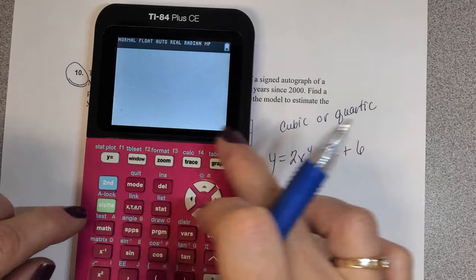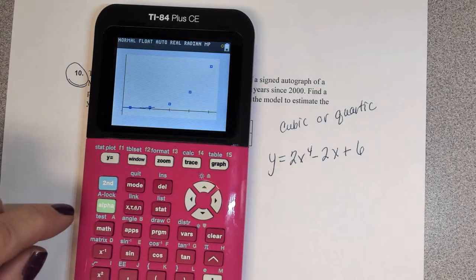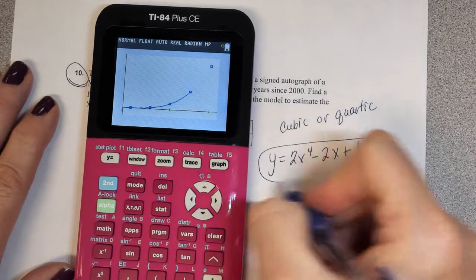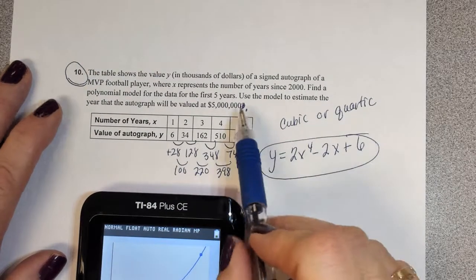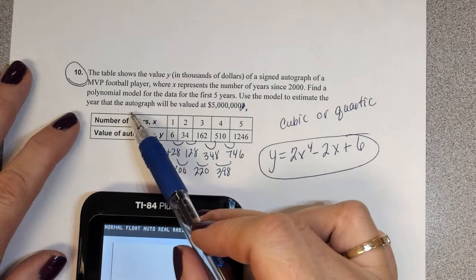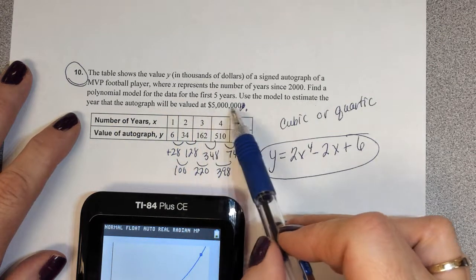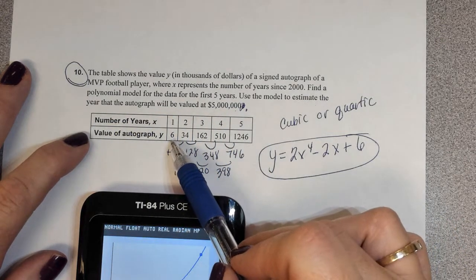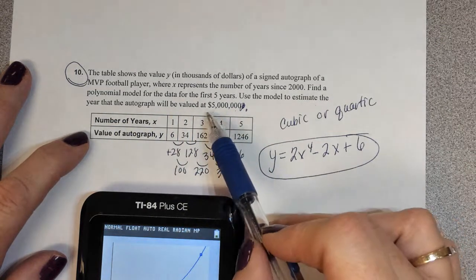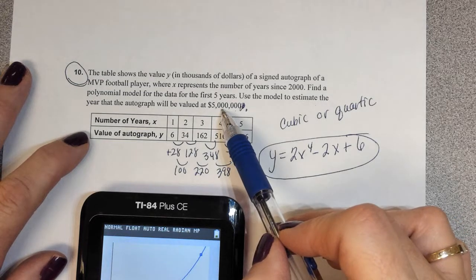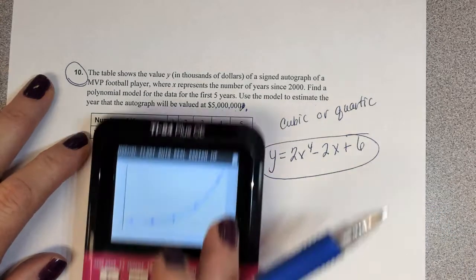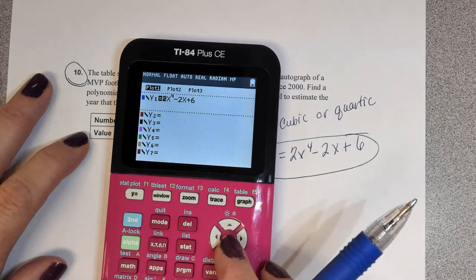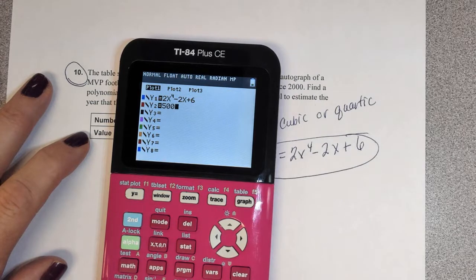All right, so we're going to graph that. Here's our function. So we have the equation. We've got that part of it done. And then the last thing it asks us is, use the model to estimate the year that the autograph will be valued at $5 million. Well, this is in thousands. How many thousands is this then if it's 5 million? 5,000 thousands would be 5 million, right? Okay, so I have to go to y equals, and I'm going to have to put in 5,000.